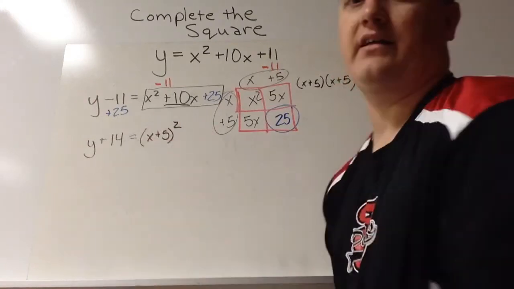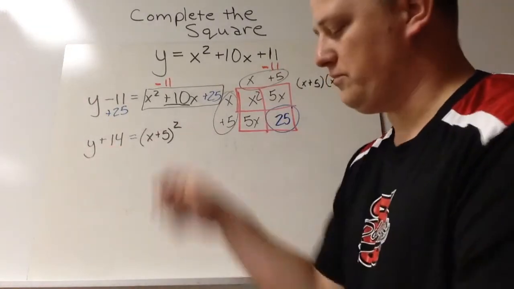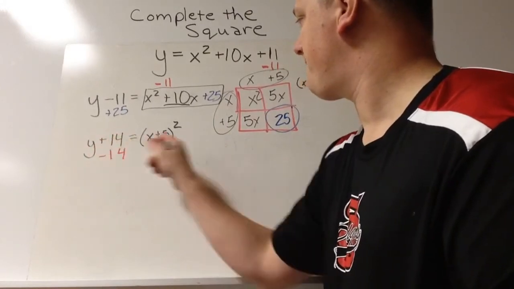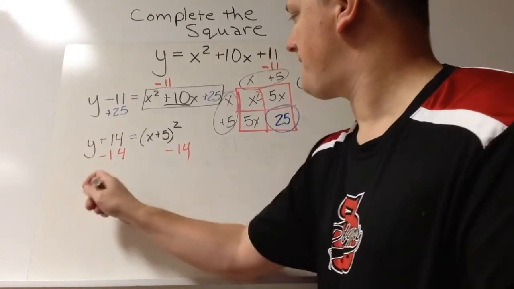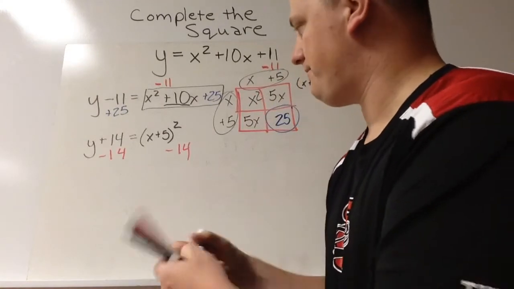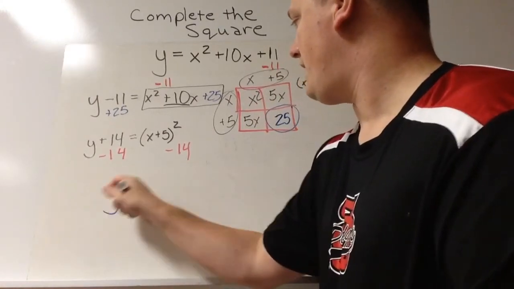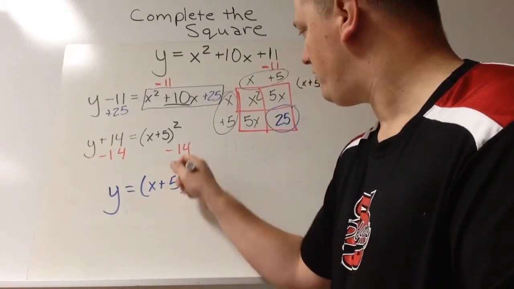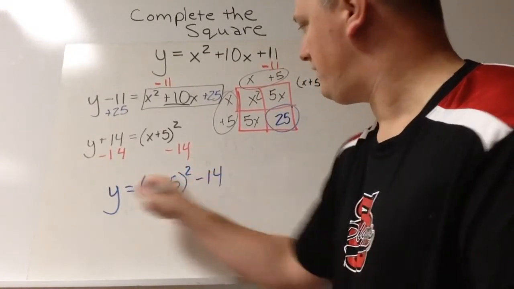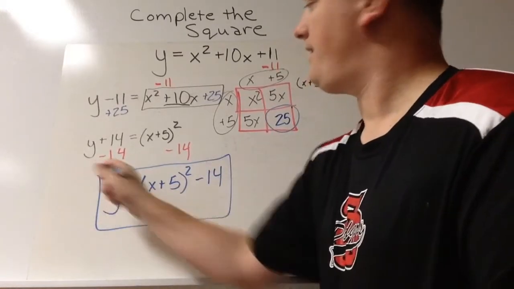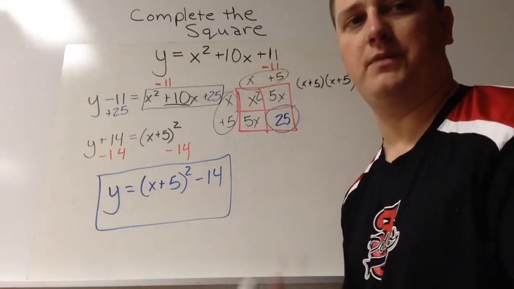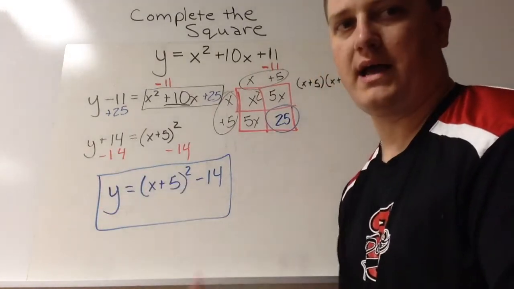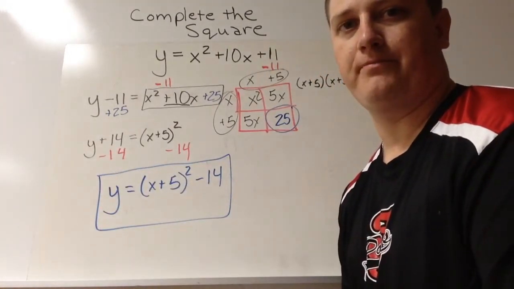Okay, this still isn't in vertex form. What we need to do is move the 14 back over. So our end result is y equals x plus 5 squared minus 14. This is now in vertex form. You should be able to identify the vertex, and if need be, we could put 0 in for y and solve for the roots. Let's try it again.